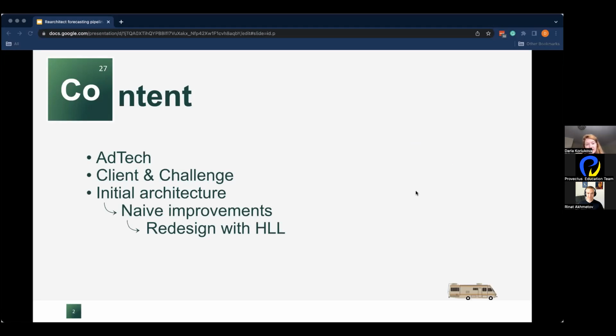Then I'm going to deep dive into their initial architecture that we saw when we just joined the project. Then I'm going to tell you how we first implemented a naive approach. And when I say naive, I just mean purely data engineering improvements. Still, they were able to help us reduce processing time by 60%. But we decided to move one step further and redesigned, re-architected the whole thing from scratch. And we did it with the help of HLL, or HyperLogLog. And let me start telling you how we did it exactly.